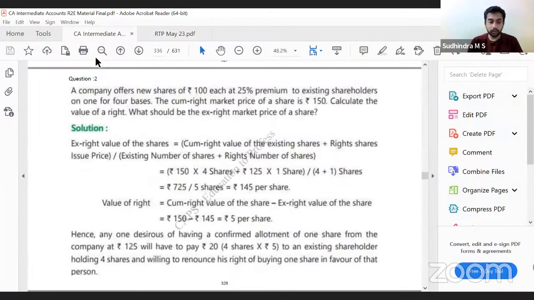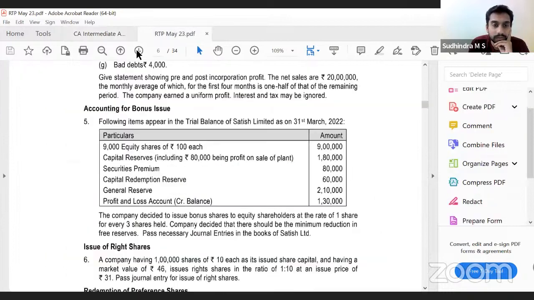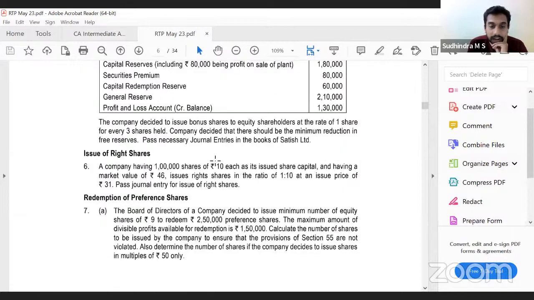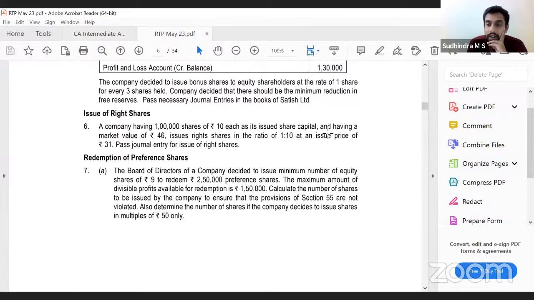Can we all come to the page with regard to redemption of preference shares? I think we can directly go to RTP questions. Those questions in the revision material we have already solved in the class, so no need to look into those. We have question number 7, 2 questions in RTP, May 23.